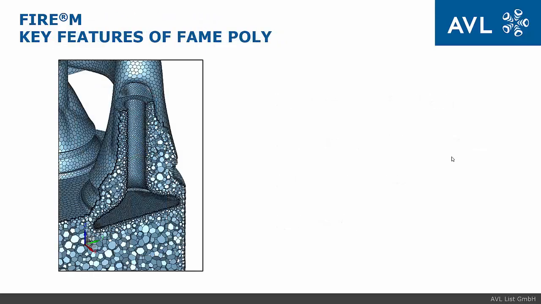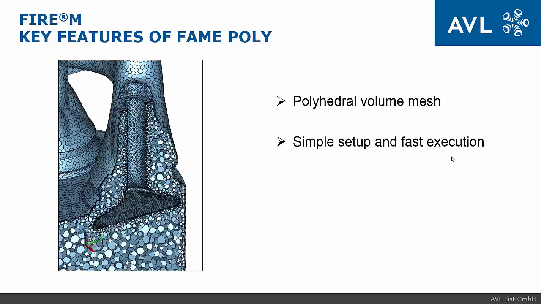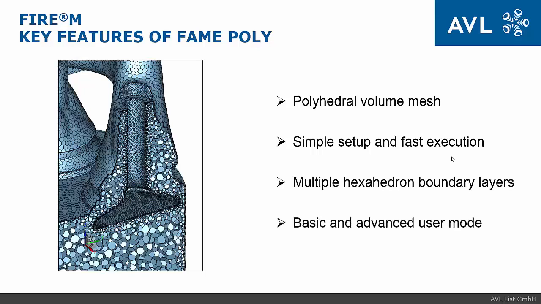Let me tell you now about the key features of the FIRE M polymesher. It creates a fully polyhedral volume mesh. It allows a simple setup and a fast execution. It gives the possibility to create multiple hexahedron boundary layers, and it provides a basic and advanced user mode to set up the meshing process.